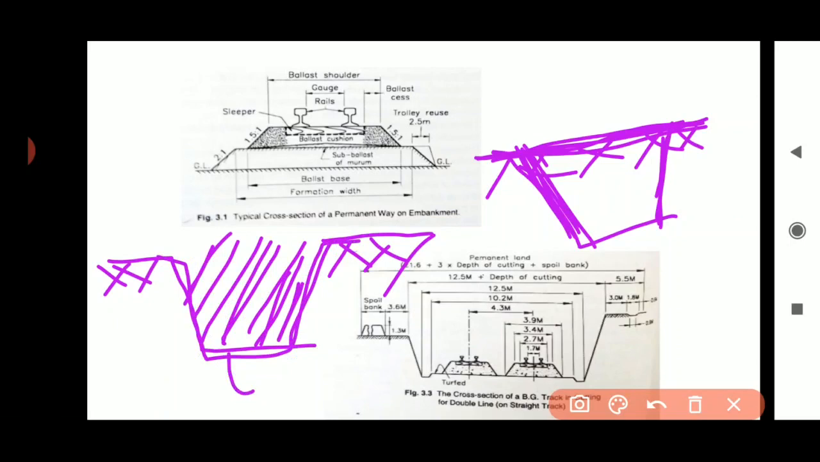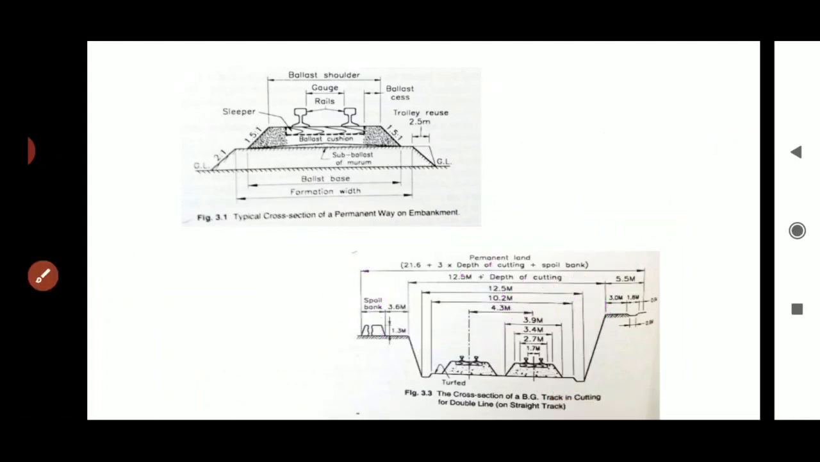So here you can see the formation lies below the natural ground. So here this is known as the cutting. The embankment generally lies above the natural ground and the cutting generally lies below the natural ground. In the embankment we have to deposit some additional earthwork, but in case of cutting we have to excavate the earthwork. So hope it is clear to all about the embankment and the cutting.